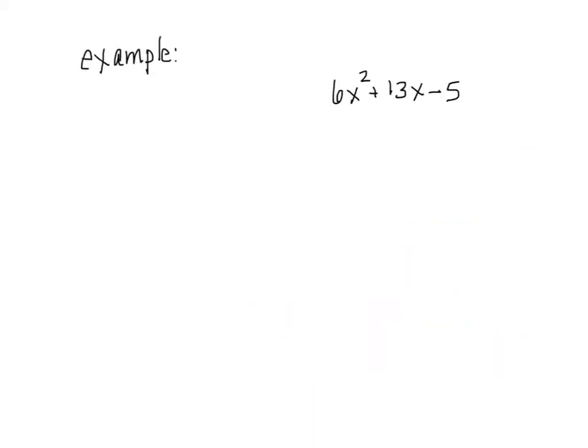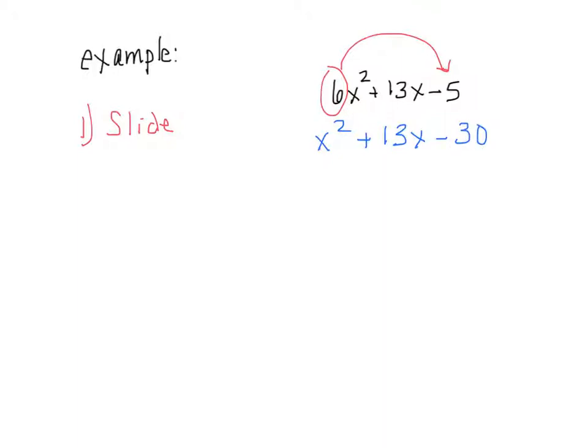So looking at this example, step number 1 is to slide. So for us to slide, that means that we're taking this 6 and we are sliding it to the end. And when we slide it, we multiply. So that's going to create our new quadratic equation of x squared plus 13x minus 30. That 30 comes from the 6 times the 5 when we multiplied it.